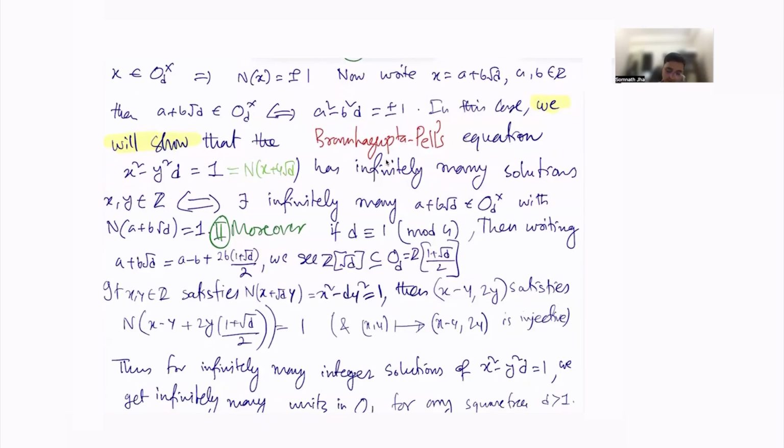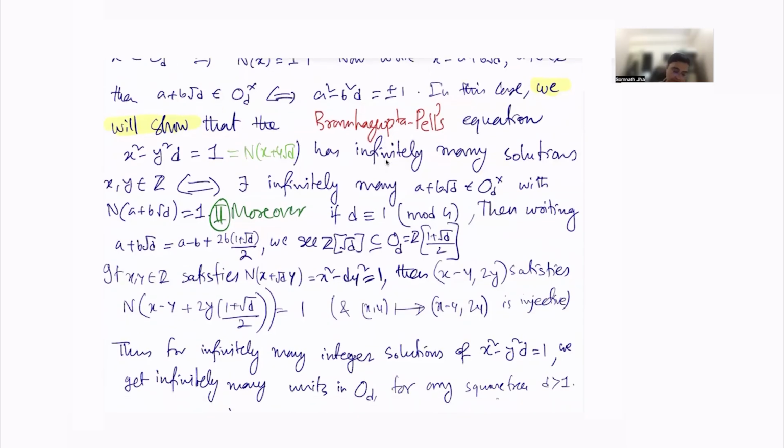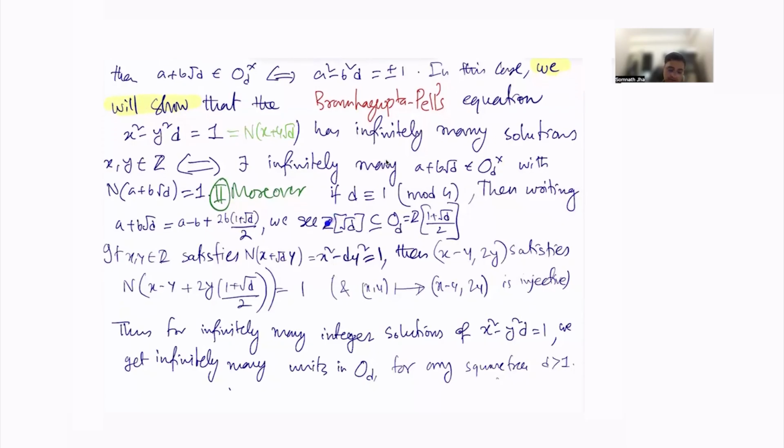Now you will say that if d is 1 mod 4, then the ring of integers is not Z[root d], but it is Z[(1 plus root d)/2]. Every element a plus b root d I can rewrite as (a minus b) times 1 plus 2b times (1 plus root d)/2, so this element belongs to Z[(1 plus root d)/2]. So Z[root d] is contained inside this, and this is a subring, so any unit here is a unit there.